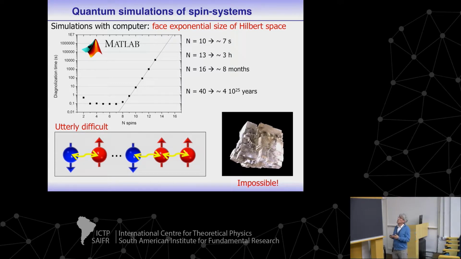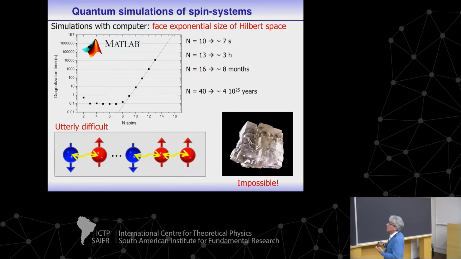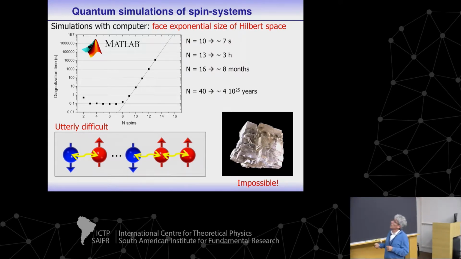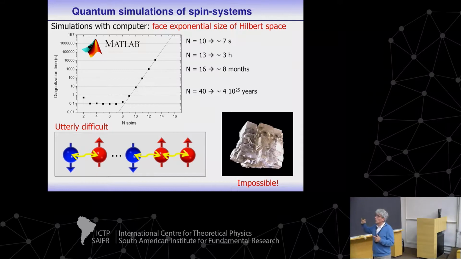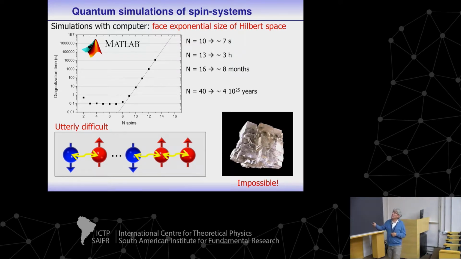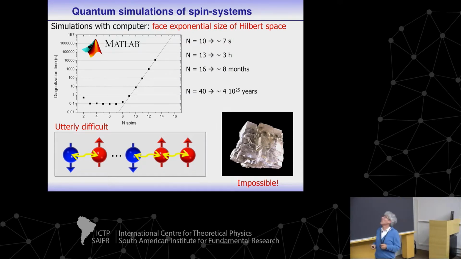So if you want to give MATLAB the task to diagonalize a matrix, here I represent, as a function of the number of spins involved in the Hamiltonian, the duration of the diagonalization time of a typical matrix of dimension n, 2^n times 2^n. So for n equal 10, even with a laptop, it's only 7 seconds. For n equal 30, which is not much, it's already 3 hours. So from seconds to hours.